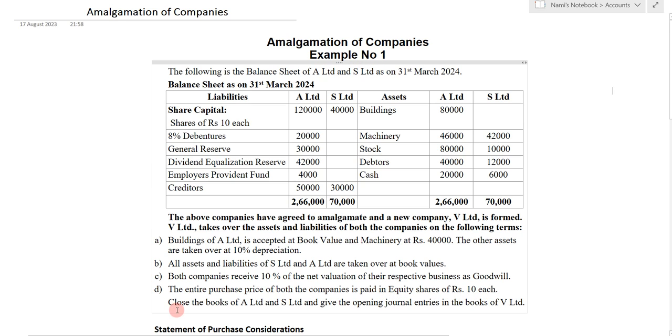Now what we have to do is close the books of A Limited and S Limited and give the necessary journal entries in the books of V Limited. A Limited and S Limited are the selling companies, called transferor companies, and V Limited is the new company which is formed. It is the purchasing company, called the transferee company.